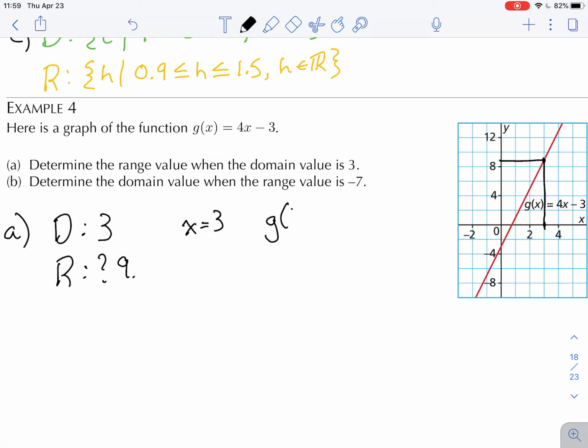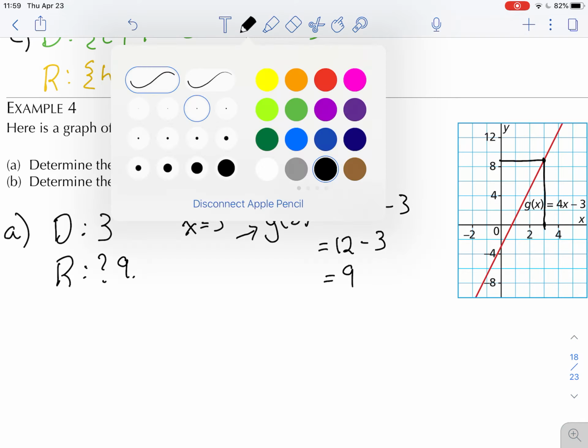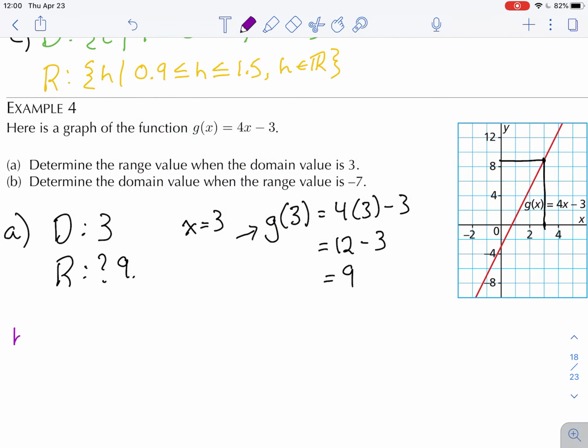Or, since x is equal to 3, we can figure it out this way. Our range value, our function evaluated at 3, is equal to 4 times 3 minus 3. It's equal to 12, take away 3, is equal to 9. Determine the range value when the domain value is equal to 3 is the same as evaluating that function at x equals 3.